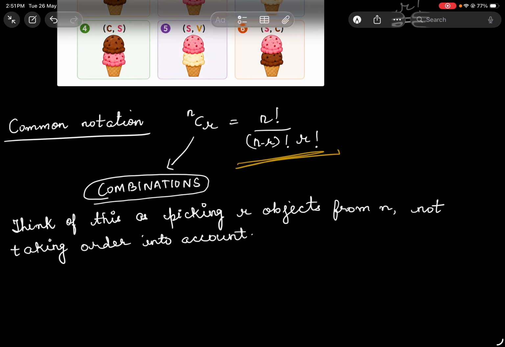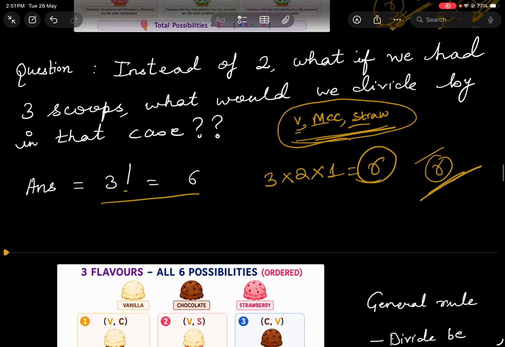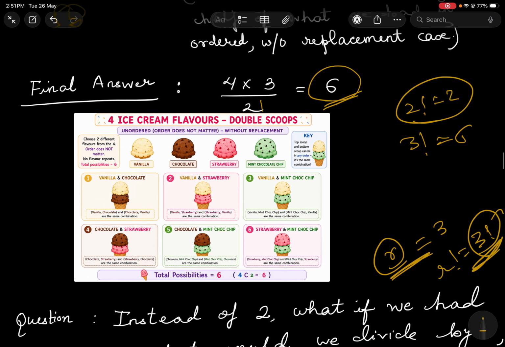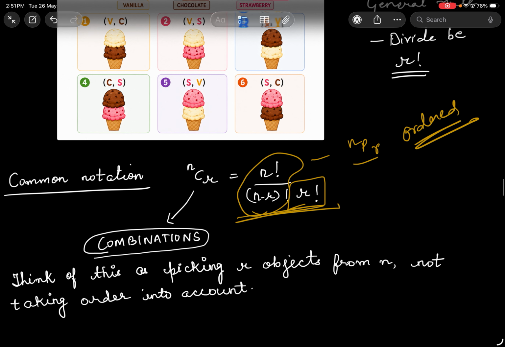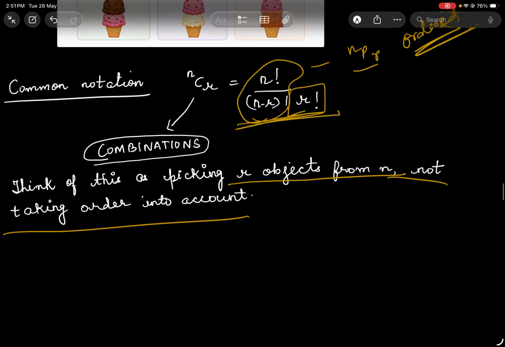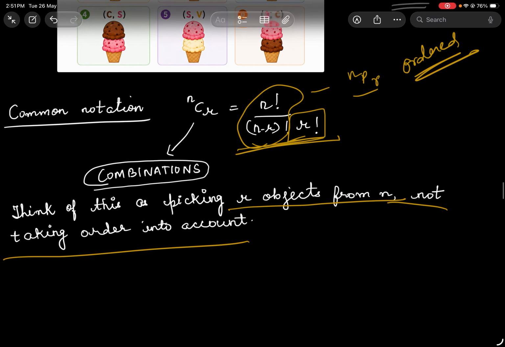So this you remember, right? This was nPr, the ordered case, and we have already discussed that you divide further by r factorial. Like here we divide by 2 factorial, which is 2 only. 3 factorial is 6. So think of combinations as just picking r objects from n, not taking order into account. All right, are we good to go further?